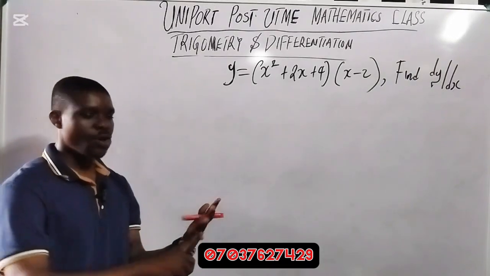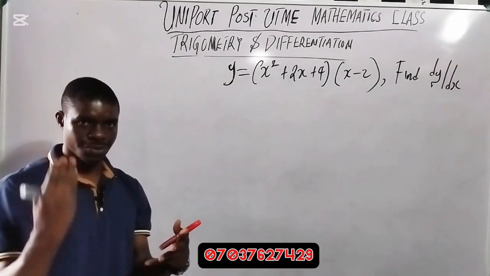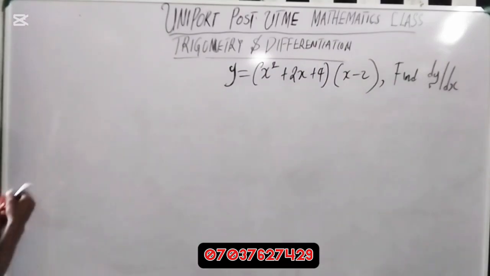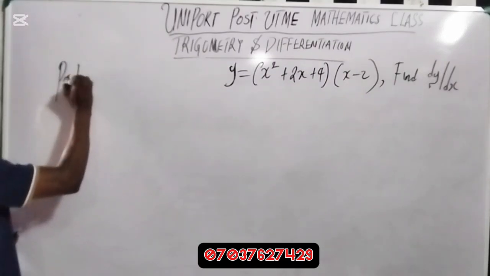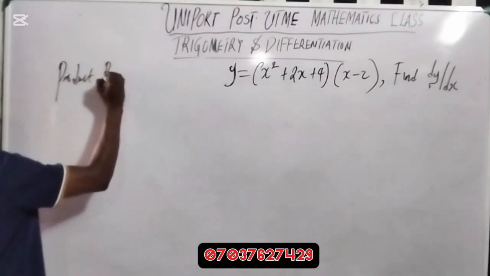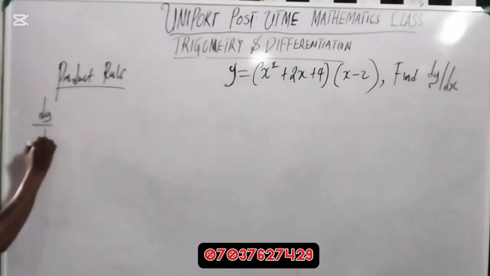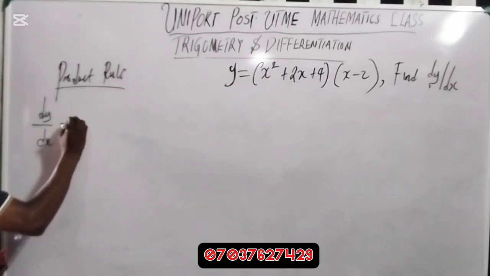Remember, we have chain rule, we have product rule, we also have what is called quotient rule. This is under the product rule. Now when we talk about product rule, let us start from here. In product rule, y or s is equal to what?